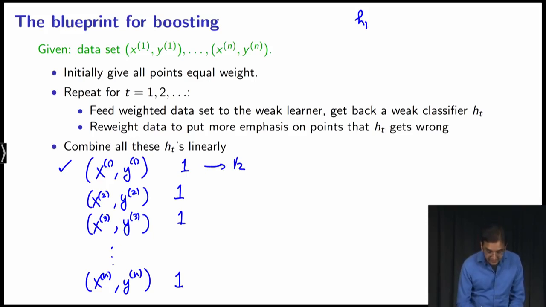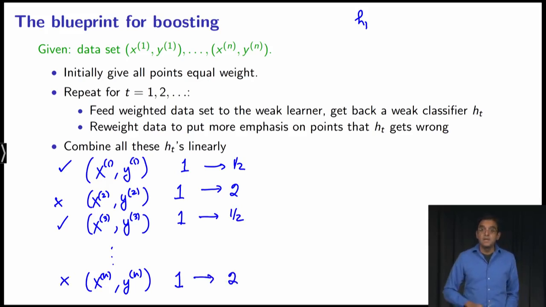Then we look at the second data point. Let's say h1 got it wrong. Then we increase the weight on that point. We need to focus on it a little bit more. The third data point, maybe we got that right, so we can decrease the weight on that as well. And maybe the last point was wrong, so we increase the weight on that. In this way, we get a reweighted data set. Now we begin a second round of boosting, in which we feed this reweighted data to the weak learner, and it gives us back another rule.